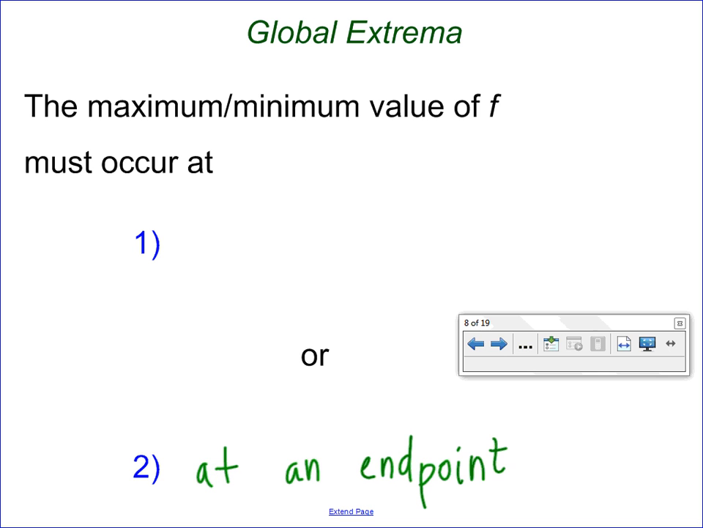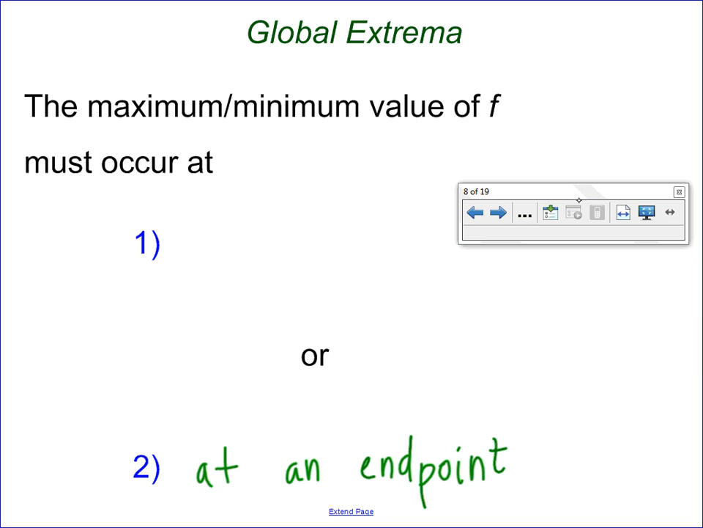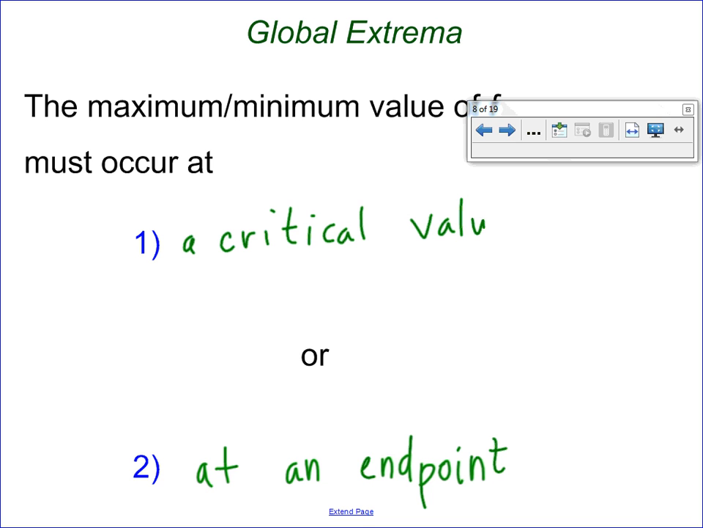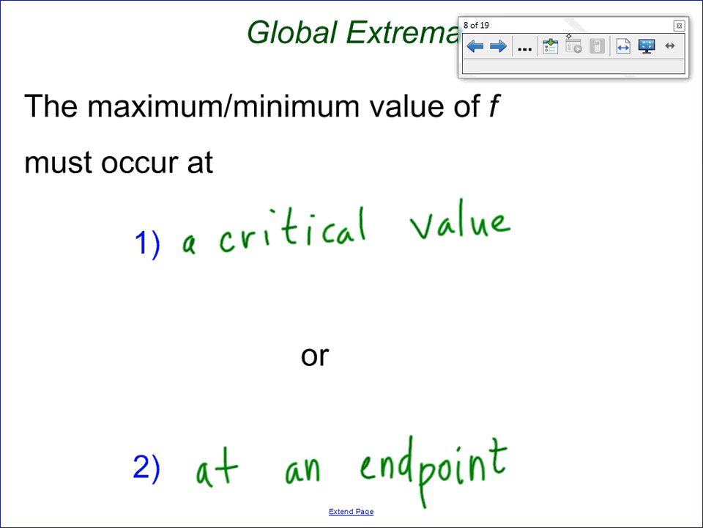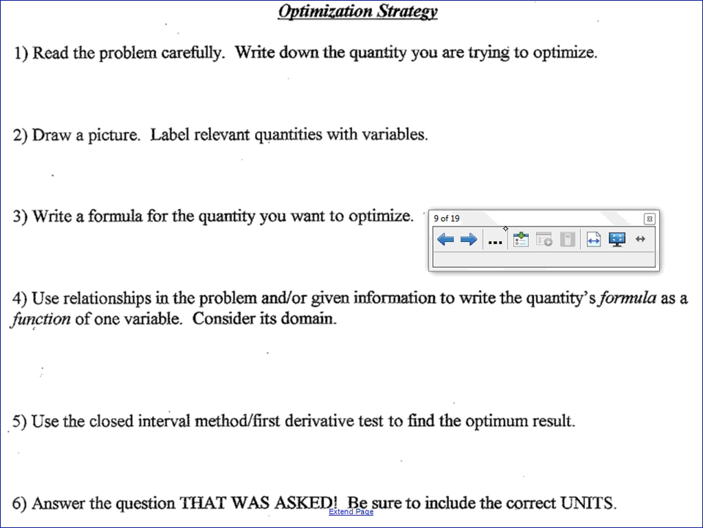Good, thank you. And where else could the extreme occur, Riley? At a critical value. At a critical value, good. Great. So the maximum/minimum value of a function must occur at a critical value or at an endpoint, okay? And that narrows down our search because now we only have to check a couple different places.